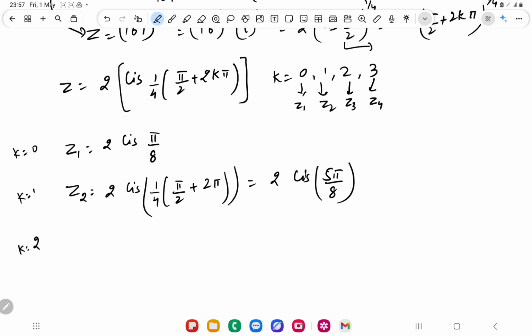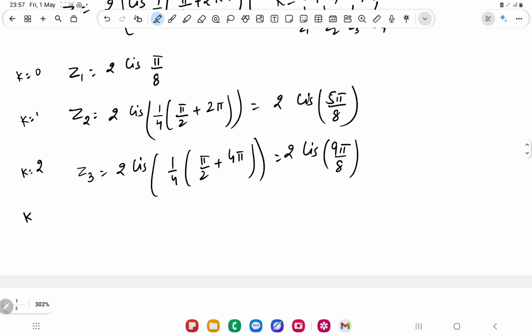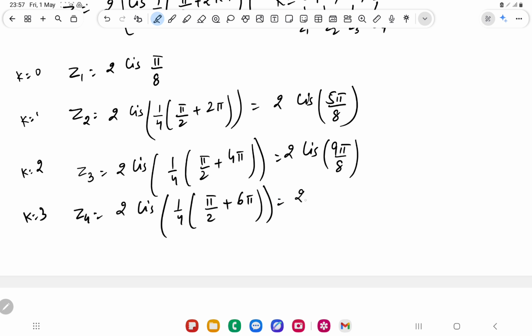Similarly, if I write k as 2, the third root will be 2 cis (1/4 pi by 2 plus 4 pi), which is nothing but 2 cis 9 pi by 8. And at last, if I replace k as 3, I will get my fourth root, which is 2 cis (1/4 pi by 2 plus 6 pi), which will give me 2 cis 13 pi by 8. So this is how I can find my z1, z2, z3 and z4, all the 4 roots.